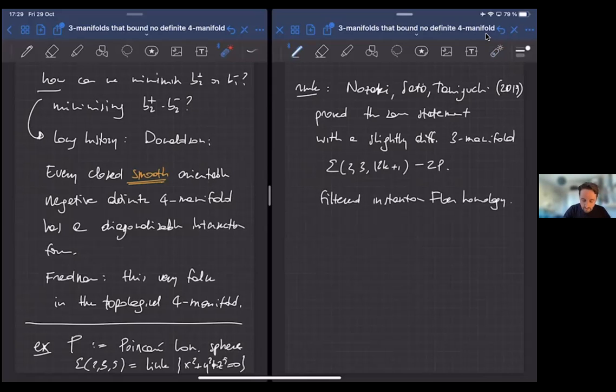And similar statements in one form or another had been proved by Freuschov in his PhD thesis with an extra assumption on torsion homology, but that's still unpublished as far as I know. So it should be somewhere in his thesis, but so let me say CF Freuschov.